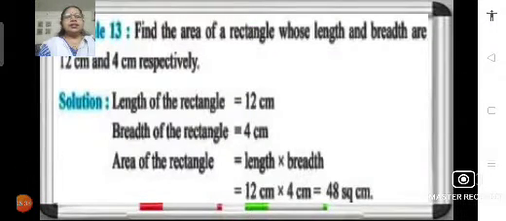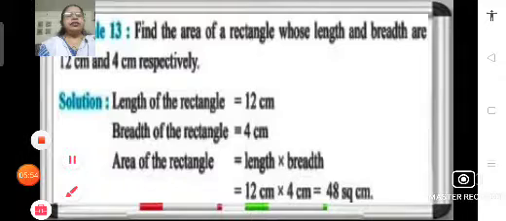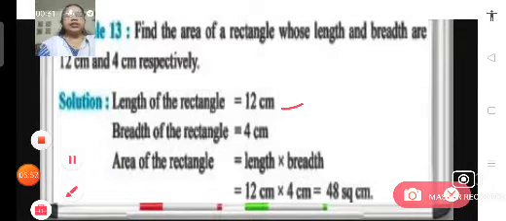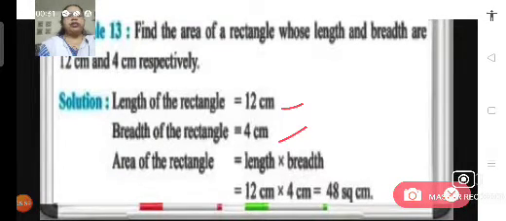Let's consider this example to find the area of a rectangle. Find the area of a rectangle whose length and breadth are 12 centimeter and 4 centimeter respectively. So what is the length of the rectangle? It is 12 centimeters. And what is its breadth? It is 4 centimeters.